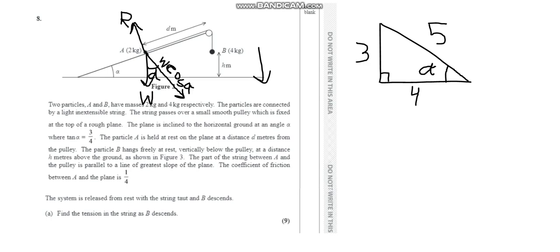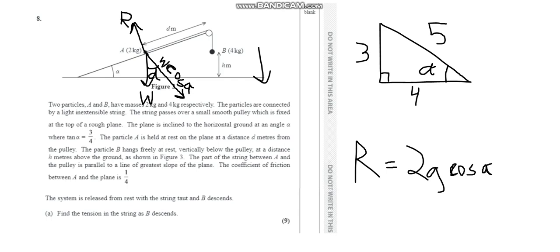Now we know the weight of particle A is 2 kg, so the weight will be 2 into g, or mass into gravity. Upward force minus the downward force, which is R minus 2g cos alpha, is equal to 0. Now I'll make R the subject by adding 2g cos alpha to both sides, and now we can see that my R value is 2g cos alpha.